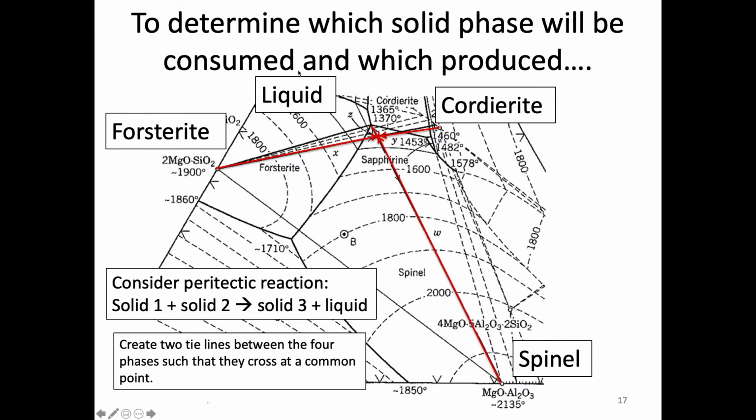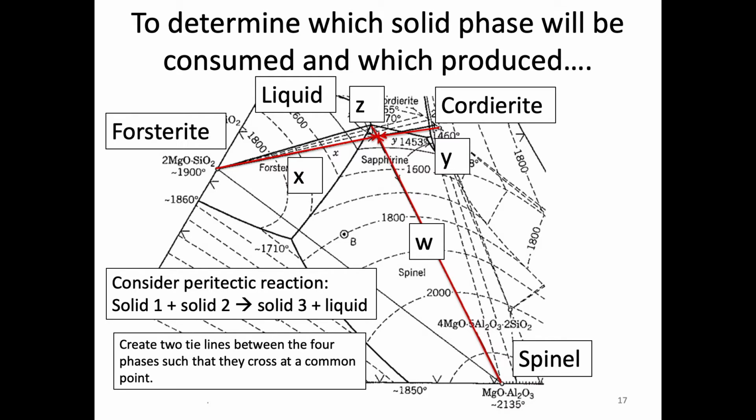So just think about another case where if you tried to say that liquid and fosterite were going to be produced and corderite and spinel were going to be consumed, right? I could draw a line between corderite and spinel and liquid and fosterite, but they wouldn't meet in the middle and intersect, and therefore we wouldn't have equilibrium with this reaction that we're drawing.